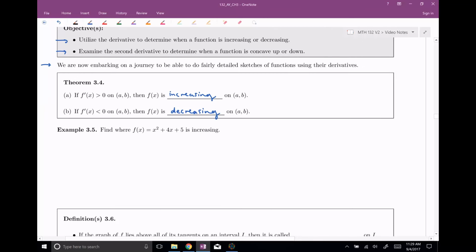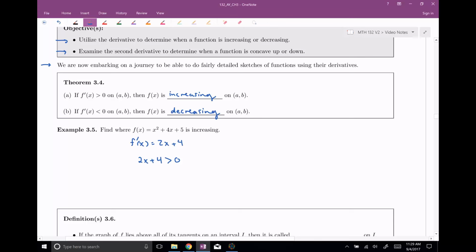All right, let's do a little mini example here. Find where the function is increasing. I'm going to take the derivative, because I need something about f prime. So f prime of x is equal to 2x plus 4. And now we want to solve the inequality. We're looking for increasing, so we want it to be greater than 0. So where is 2x plus 4 greater than 0?